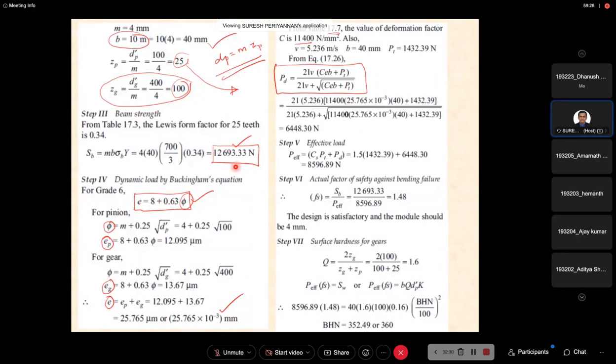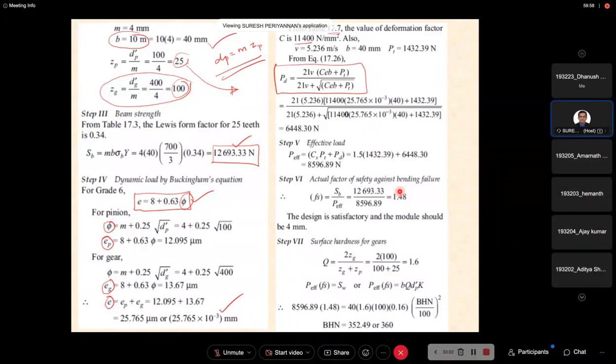Suppose I am not told bending failure or wear failure, then you have to do the wear calculation again, and whichever is the lesser value should be considered for the design. But it is clearly mentioned in the problem that the factor of safety is to be found with respect to bending failure. Hence I am taking the beam strength. This is the actual factor of safety.